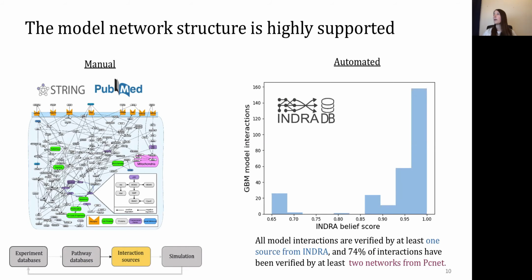Here we show the results for network verification using INDRA and PCNet as described previously. For each of the interactions within our glioblastoma model, we look for supporting evidence within INDRA. And so we find that for 100% of our interactions from our model, there's at least one supporting source in INDRA. And in fact, if we go by the INDRA belief score as a measure of the amount of evidence, we see that most of our model interactions actually have a very high INDRA belief score. So there's a lot of already existing supporting evidence for our model. If we look at PCNet, we find that 74% of our interactions have also been verified by an additional 2 networks contained in PCNet.